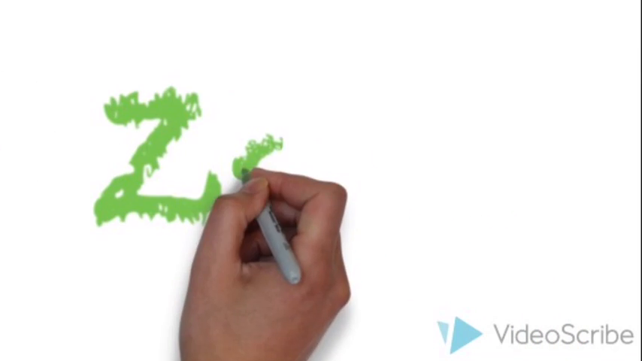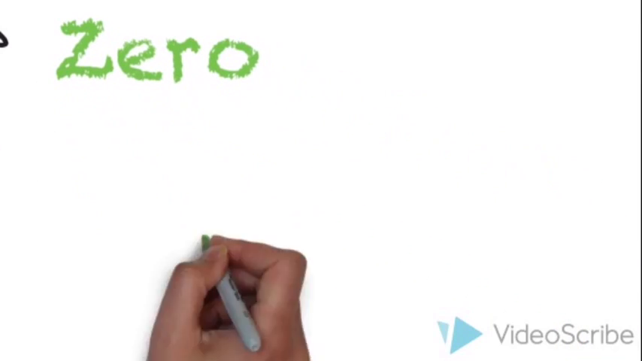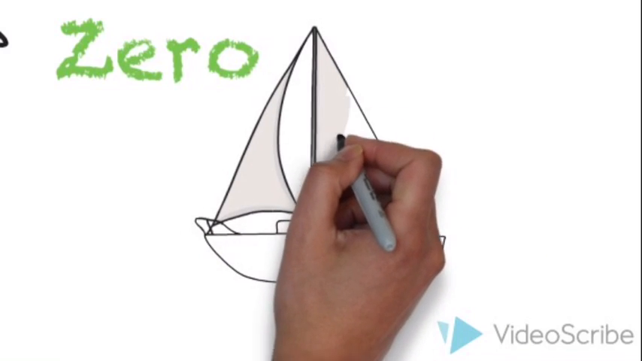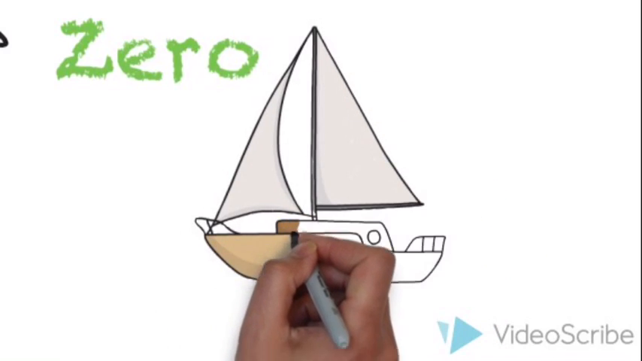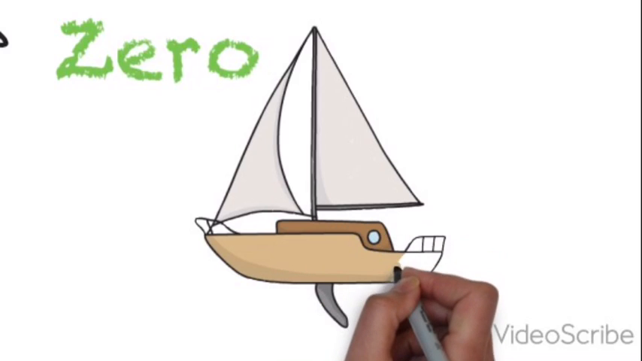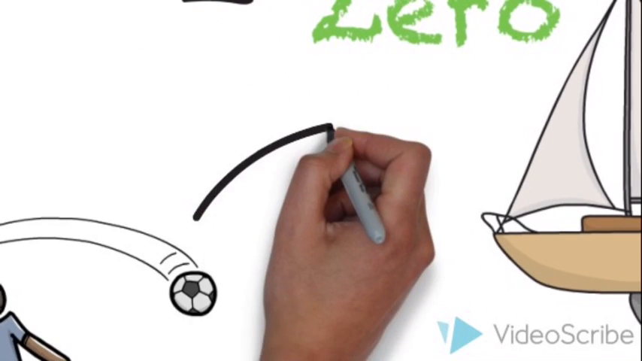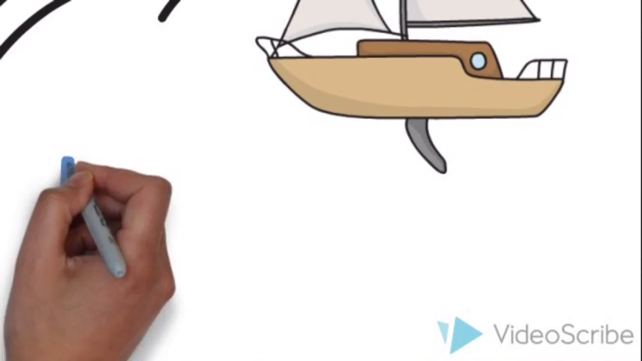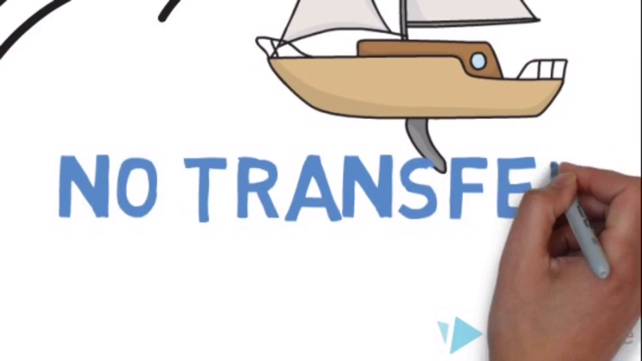Then we have zero transfer. This is where there are no transferable elements between two sport skills. I like to use sailing or windsurfing as my example, as there are very few similarities between these sports and team sports. So between kicking a football and sailing, there are no similarities, so no transferable elements.